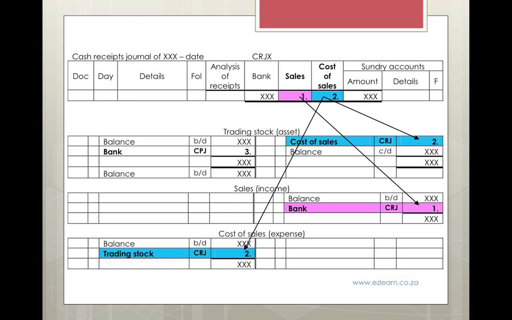Notice at the same time you would need to enter your folio references, which for all of these is the cash receipts journal, or CRJ. This is simply an indication of where the information came from.